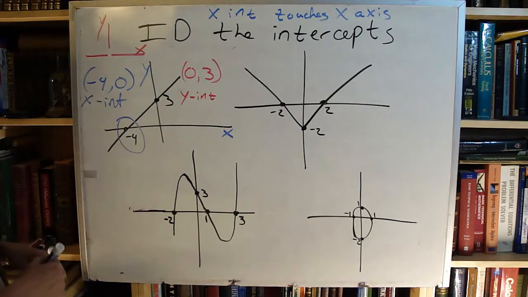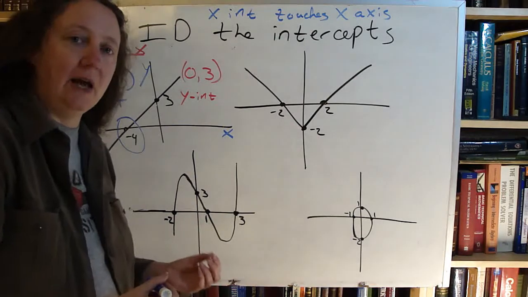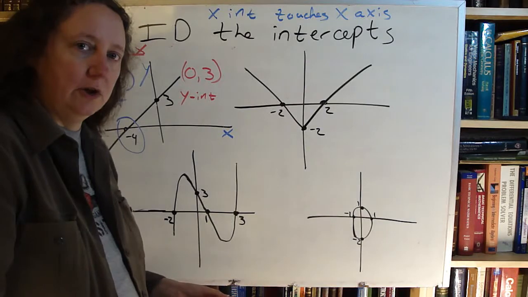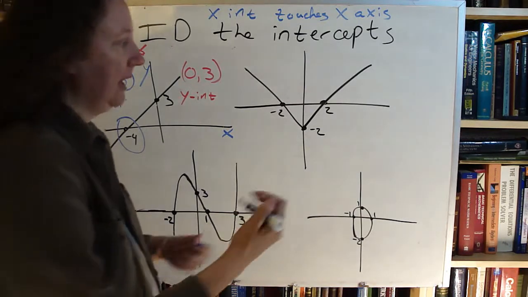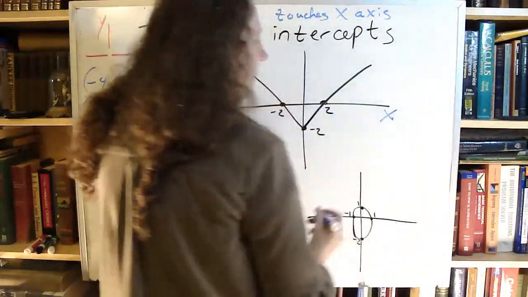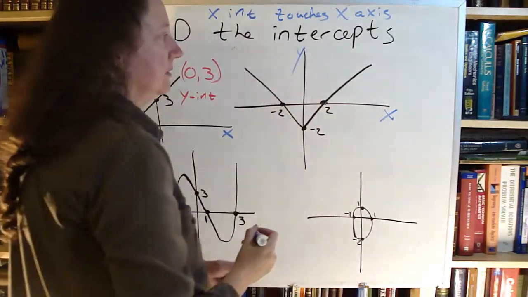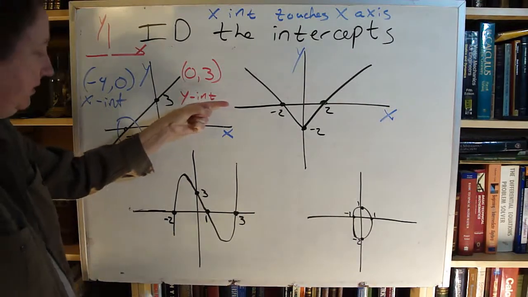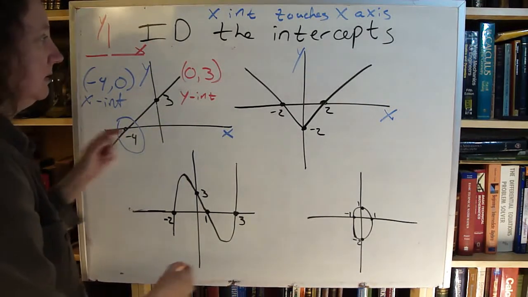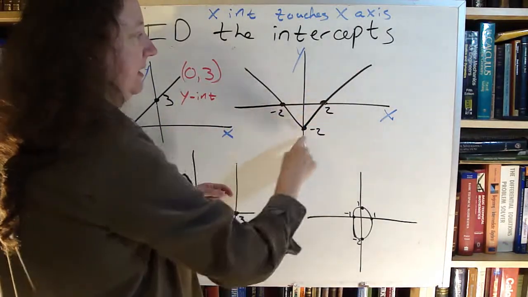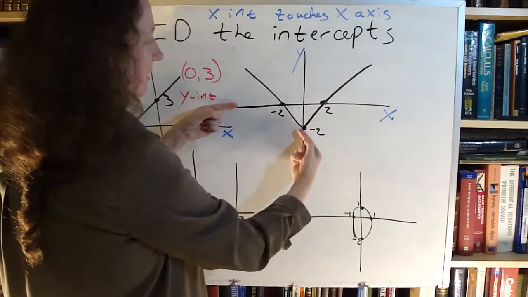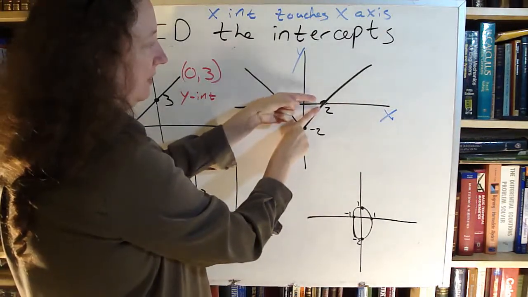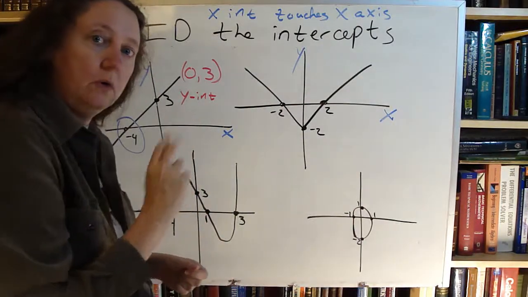Looking at my next example over here, identify the x-axis. Is the x-axis the one that goes up and down? Or is the x-axis the one that goes left and right? X goes left and right. Y goes up and down. So as I look at my x-axis and my equation line, my equation line forms a V. My x-axis meets that equation line at two spots. So I have two x-intercepts.